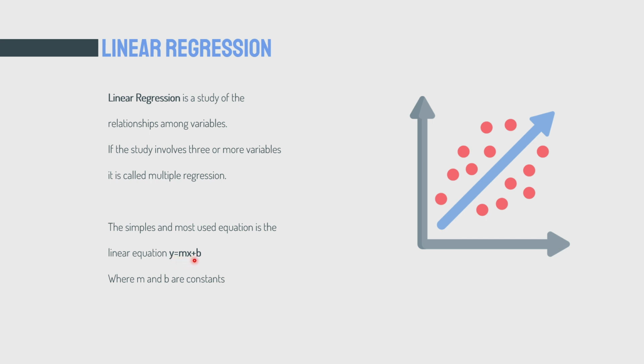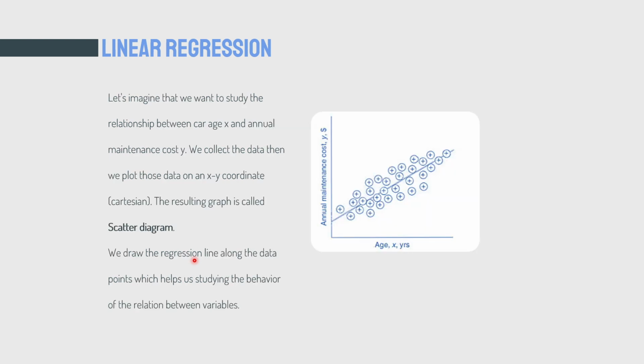X could be the temperature, y could be the pressure; x could be the speed, y could be the engine power, and so on. Now let's imagine that we need to study the relationship between the car age, represented as the x values, and the annual maintenance cost, represented as the y values. As you remember, we first collect the data, then we plot those data on the xy coordinate, which is mathematically called the Cartesian. So the age of the car is on the x-axis in years, and the annual maintenance cost of that car is on the y-axis.